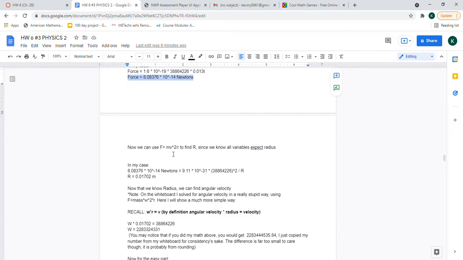We know mass. We know velocity. So now we can find R using, sorry, this is the centripetal force equation. So you plug in your force that you know, you plug in your mass that you know, you plug in your speed that you know, and then you find R. Great. Now we have radius. We can find angular velocity. Once we have angular velocity, we can find period.